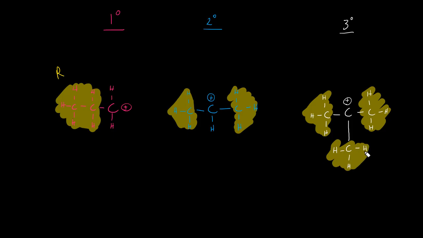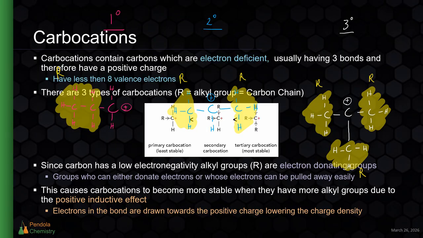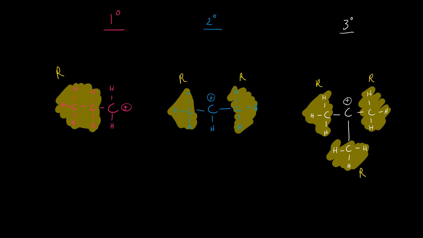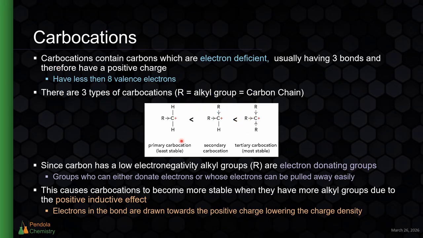So that's tertiary because it has 3 different R groups. Doesn't matter what that R group is. Doesn't matter if this is a 1 carbon chain, a 5 carbon chain, a 6 carbon chain. These R groups could be any number of carbons. But what makes it tertiary, secondary, primary is not how many carbons in that chain, but how many carbon chains are attached to that positive carbon. So those are the different types of carbocations. So go back to our slide.